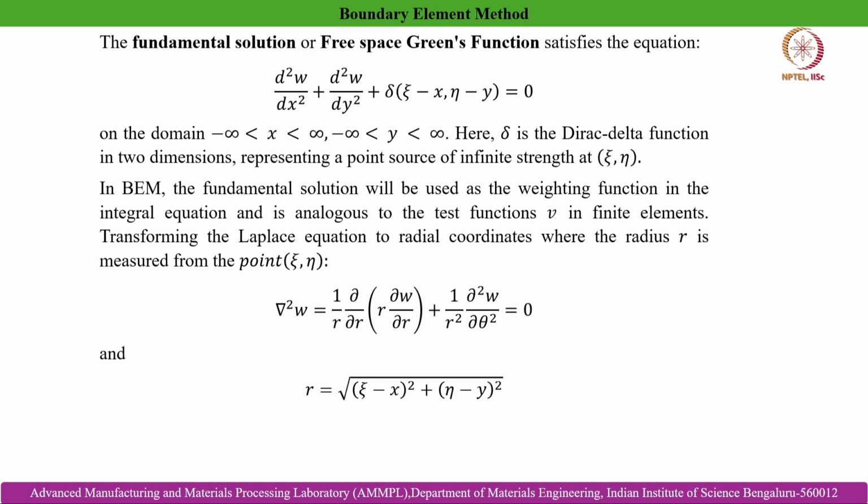So, transforming the Laplace equation to radial coordinates where the radius r is measured from the point eta zeta, we can get, transforming the Laplace equation, it becomes grad square w is equal to 1 by r del r of r del w del r plus 1 by r square del square w by del theta square equals to 0.